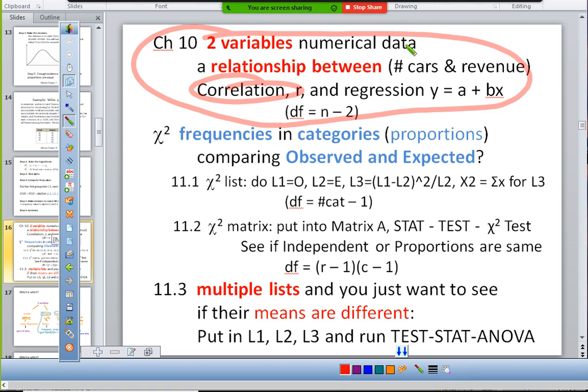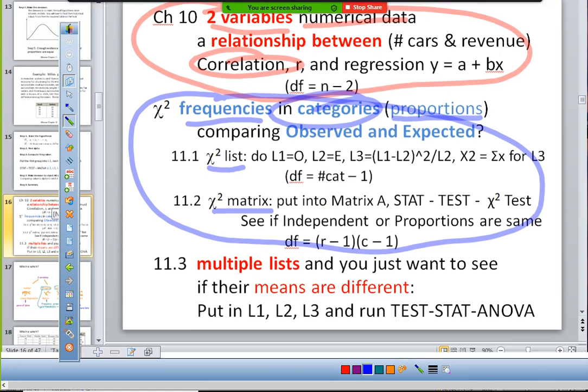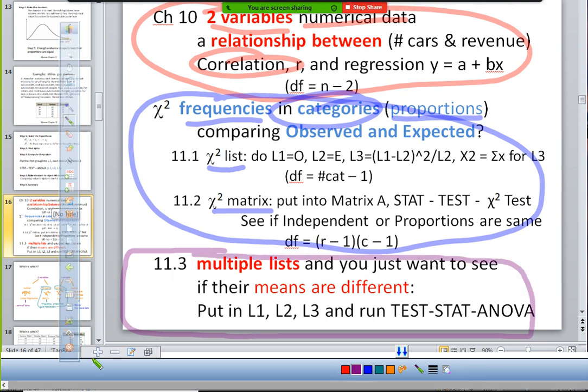This one down here, these are all categorical. You have categories, your data is categories. And so you have frequencies and proportions involved in there, and observed and expected. So you're either going to have one variable, which would be your chi-squared list, or you have two variables, which is your chi-squared matrix. But here, your answers are categories. And this last one here, again, your answers are numbers, and they're in 3 or more lists for you to run data on those numbers.